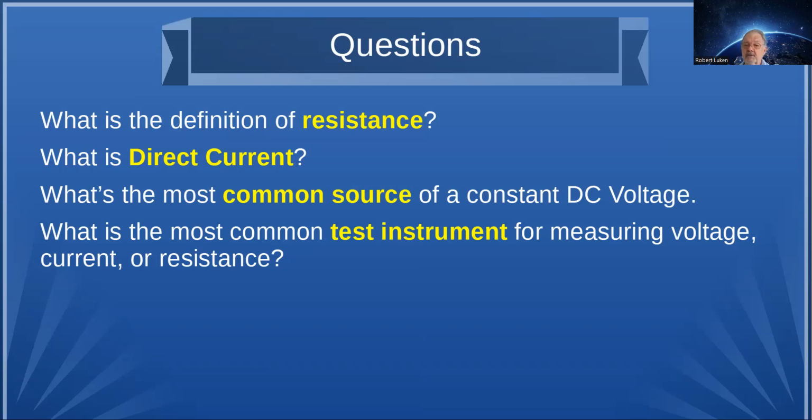What's the most common source of a constant DC voltage? Either a battery or a power supply. What's the most common test instrument for measuring voltage, current, or resistance? Common multimeter. Any questions on those?